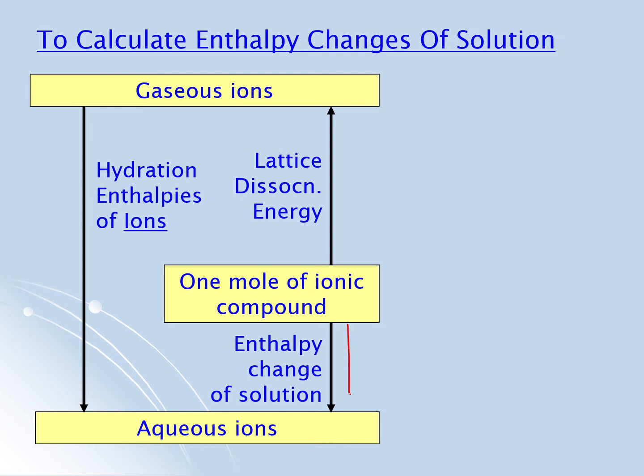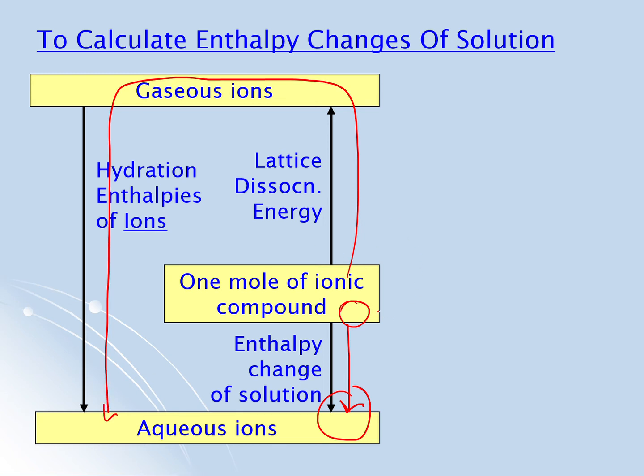And if we apply Born-Haber, we're starting here and going to here, but going via that route. So if I call this delta H1, I call that delta H2, and I call this delta H3. Remember, you'll have a hydration enthalpy for the positive ion and one for the negative ion.